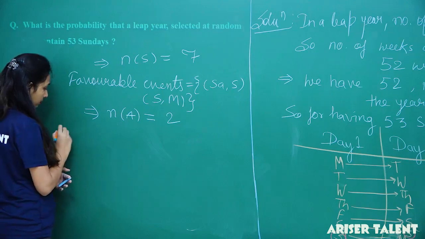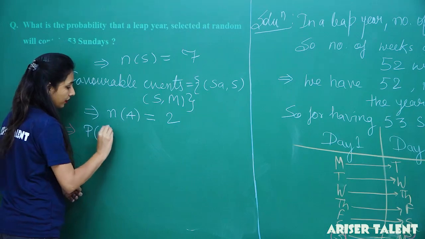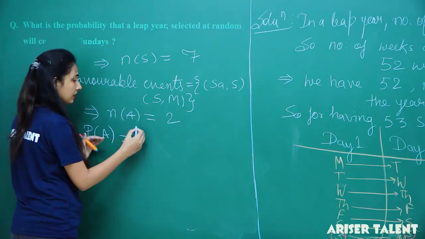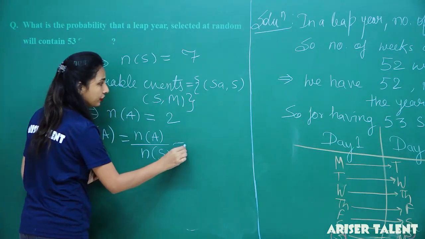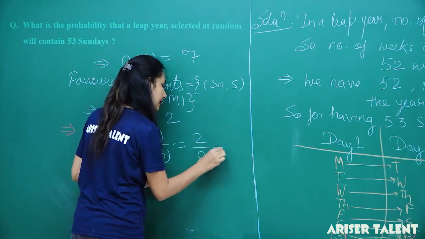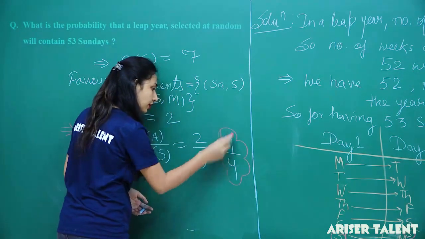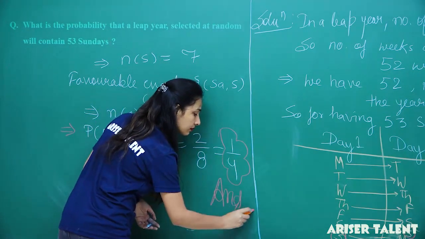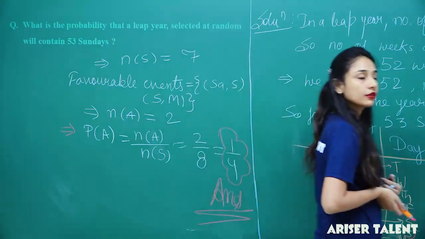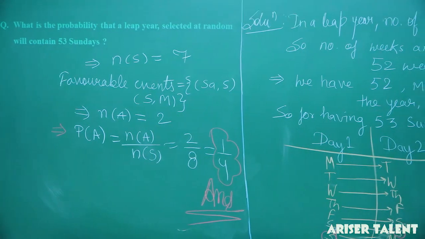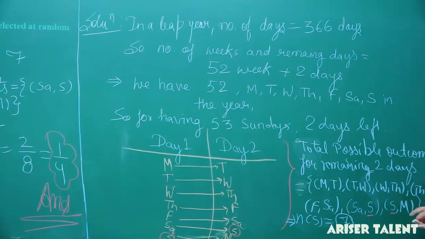Now you know what you are looking for. Probability of that event A happening is equal to N of A upon N of S. That will be 2 by 7, and that is your answer. Okay, got it? So note this question completely. Okay, so noted?